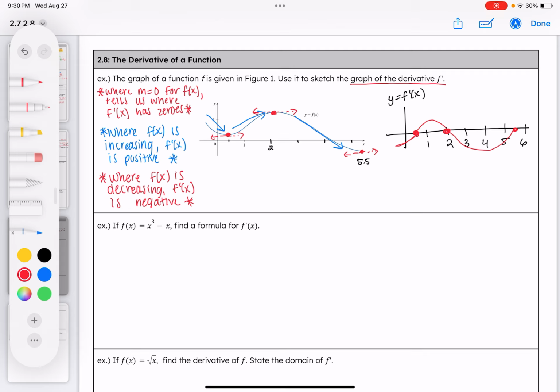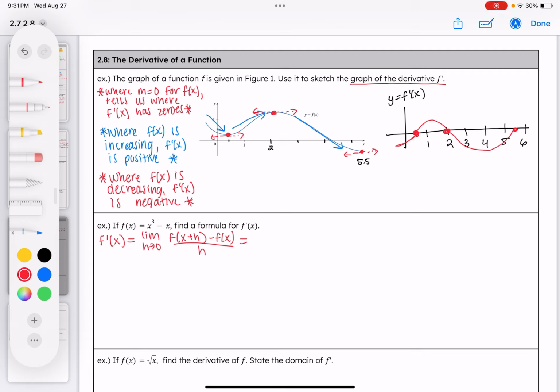Okay, your derivative for the next example. If f of x equals x cubed minus x, find a formula or an equation for f prime of x. Okay, so back to your limit definition of a derivative. We're looking for f prime of x. So I have the limit as h approaches 0 of f of x plus h minus f of x all over h. That's your general notation.